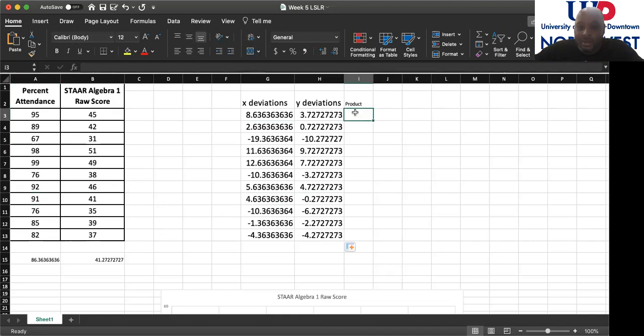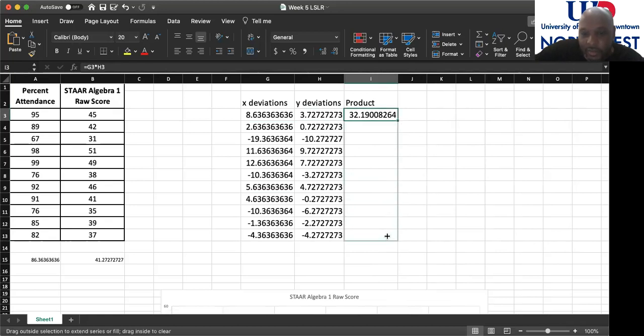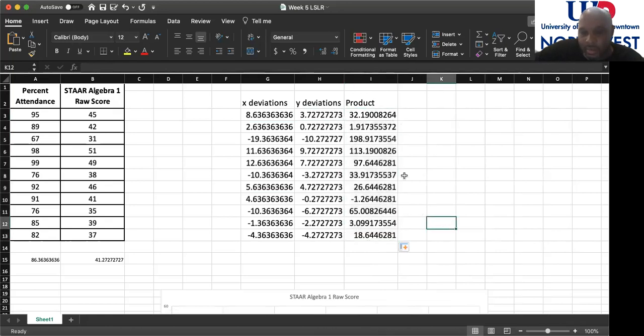To find their product, we just do this cell times this cell. Make it bigger. There goes your products. So let's drag the products down. All you have to do is drag these down now. And there go your products. And notice most of the products. What do you notice about most of the products?